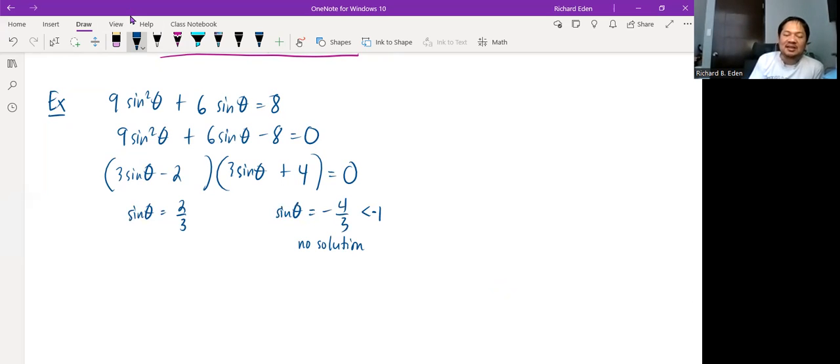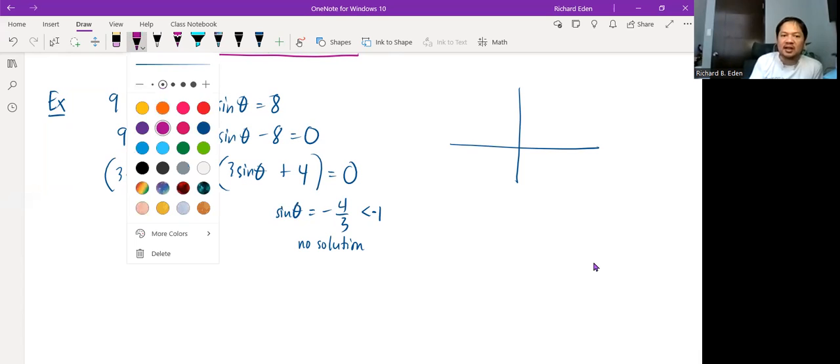But how about here, sine theta equals two thirds? This is possible. All right. Now, a lot of students, they would just go ahead and write, oh, theta has to be sine inverse of two thirds. But keep in mind that that is just going to be one clue. What are the quadrants of our solutions? In which quadrants can we find them? First and second quadrants.